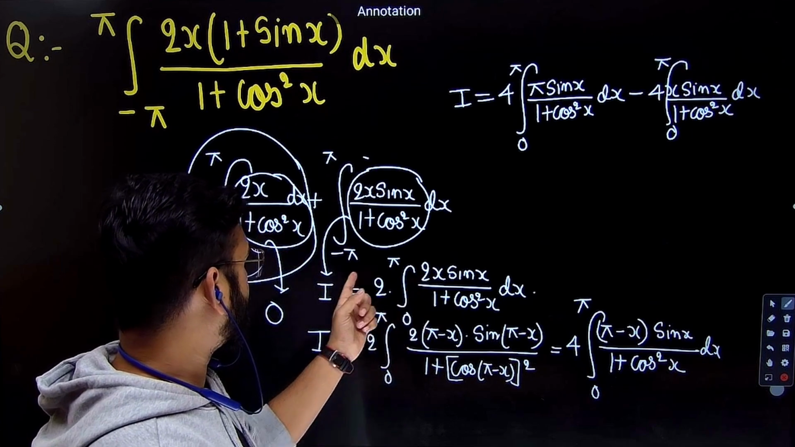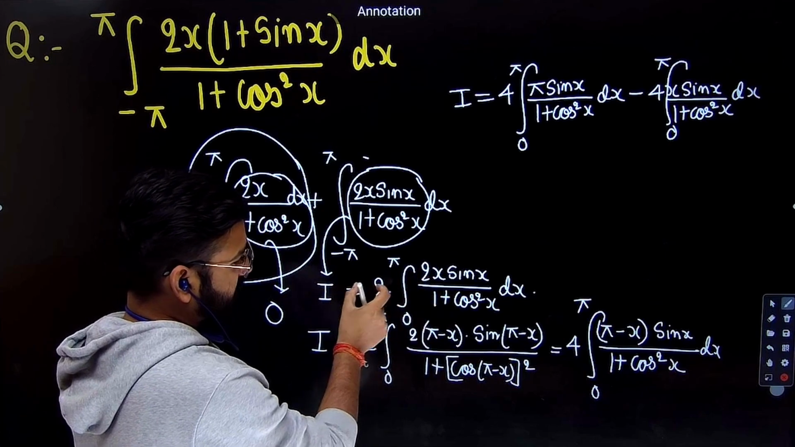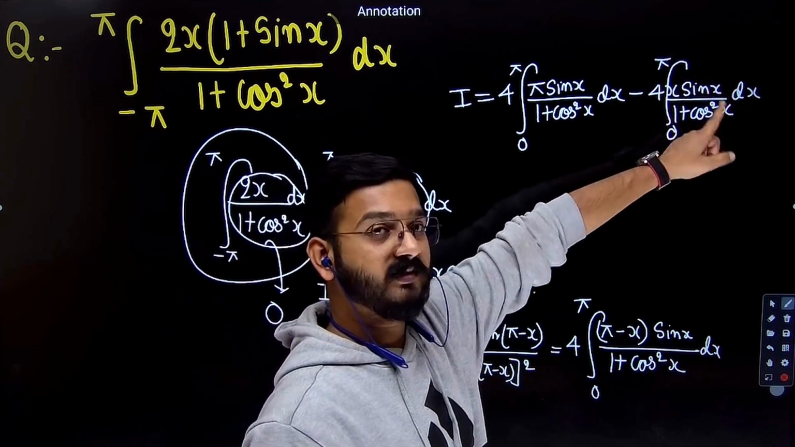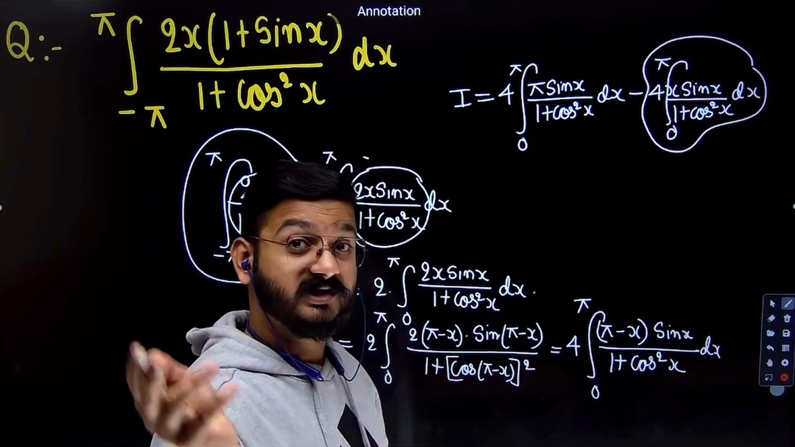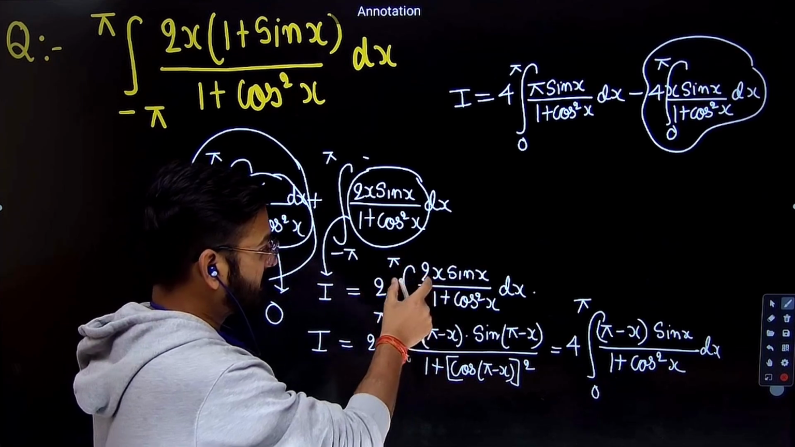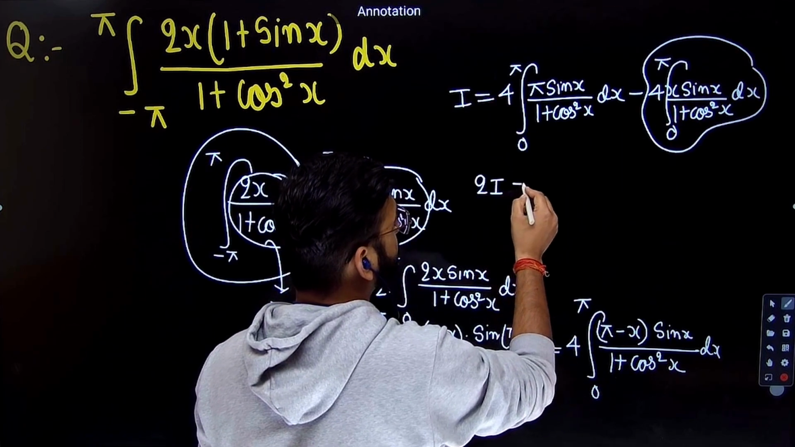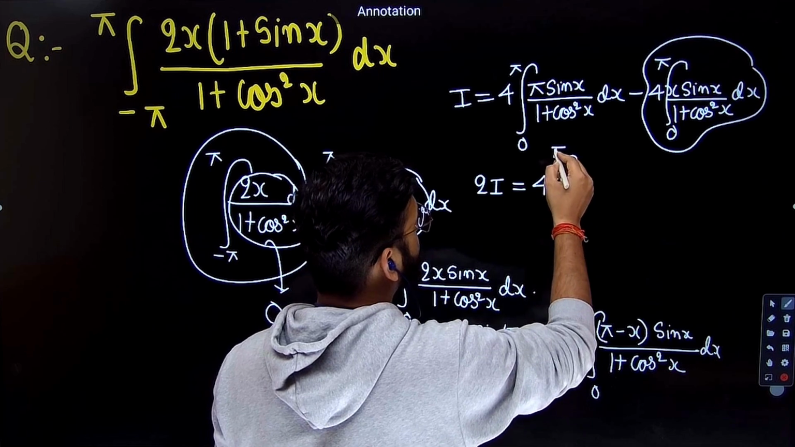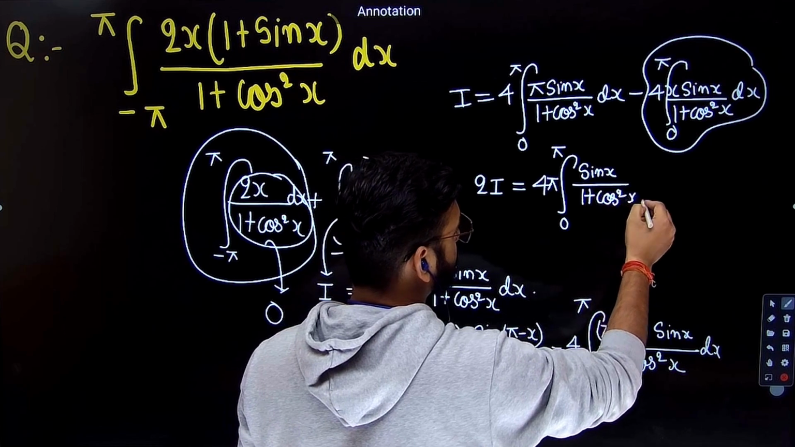So I is equal to 2 times of this expression, not exactly 2 times. If you see that, this is basically 4 times. 2 into 2, 4, right? So this expression I is 4 times of x sin x by 1 plus cos square x. And here also we have 4 times of x sin x by 1 plus cos square x. So this whole thing is basically my original integration. You can see here, I equal to 2 times of 2x sin x by 1 plus cos square x. So 2 into 2 is 4. So I plus I will become 2I. So 2I is equal to 4 times, I can take pi also outside, 4 pi, integral 0 to pi of sin x by 1 plus cos square x.